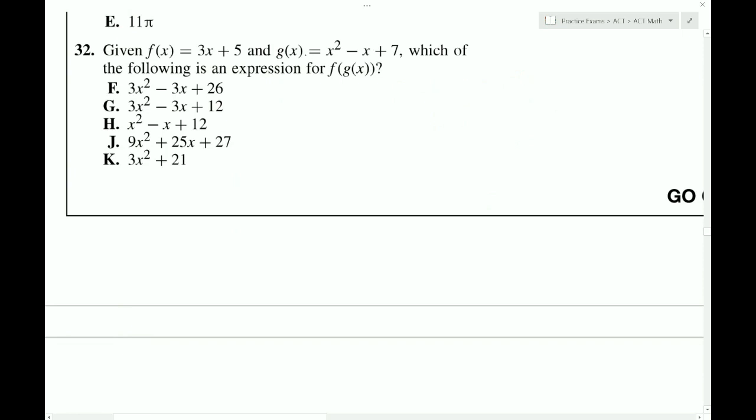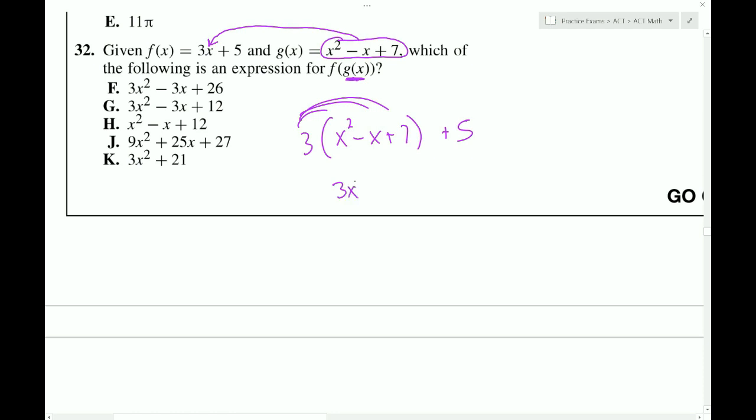Alright, given f of x equals this, g of x equals this, what is f of g of x? So notice that g of x is sitting inside of f. So we have to take the entire thing of g of x and plug it in as an input into the function f. x squared minus x plus 7 plus 5. Distribute this 3. 3x squared minus 3x plus 21 plus 5. So you get 3x squared minus 3x plus 26.